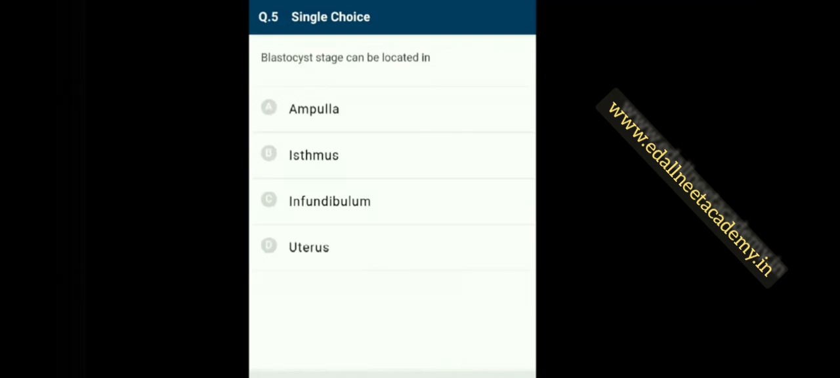Question number 5. Blastocyst stage can be located in. Cleavage is the repeated mitotic division of the zygote to form a solid ball of cells called morula, which later changes into a hollow ball of cells called blastula. The blastula gets attached to the uterus, and this is known as implantation. So the answer is option D, uterus. Blastocyst stage can be located in the uterus.